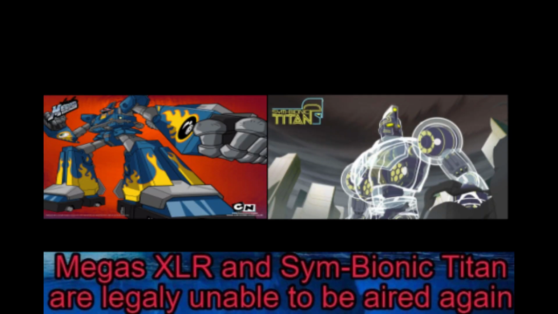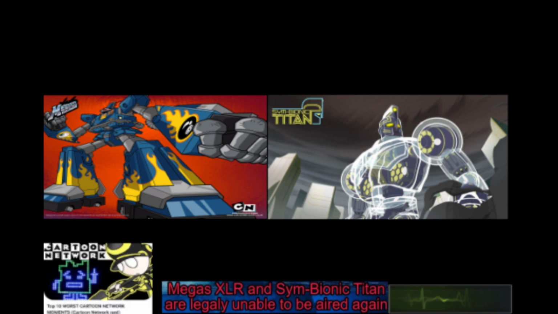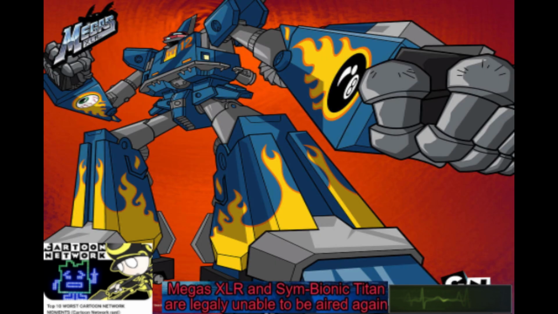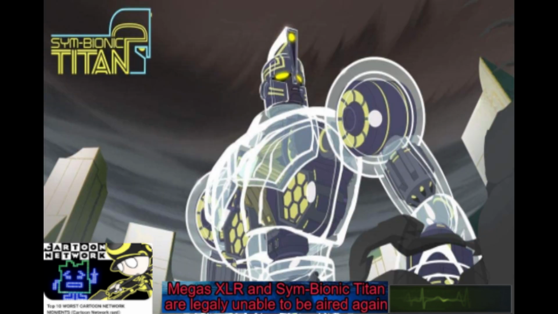Megas XLR and Symbionic Titan are legally unable to be aired again. As I mentioned before in part 1, both Megas XLR and Symbionic Titan are now not allowed to be re-aired on television since Cartoon Network wrote them off as failures in their taxes. Megas XLR was cancelled for low ratings in 2005, and Symbionic Titan was cancelled because the show didn't have a toy license, so therefore, no toy sales revenue.